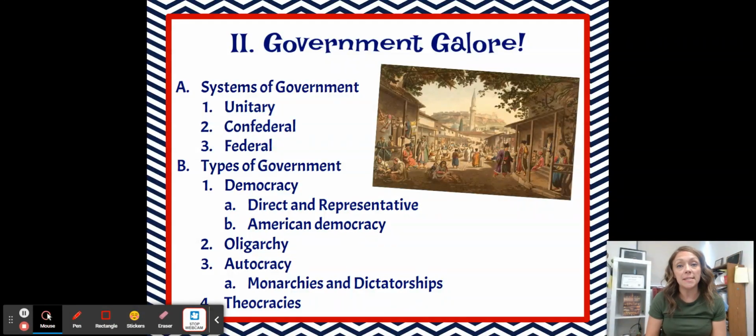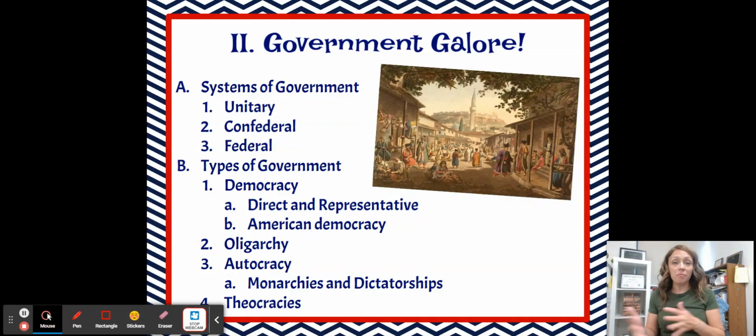And in a unitary system, the entire country is governed basically as a single unit. So if you are in a unitary system, that means that you've got one main central government. And if you have any regional governments or lower governments, they really don't have much power, okay?